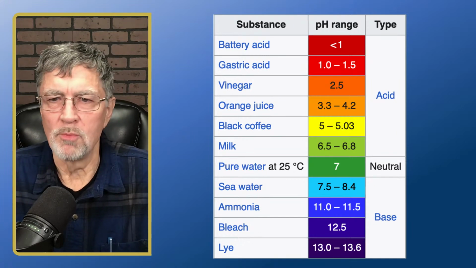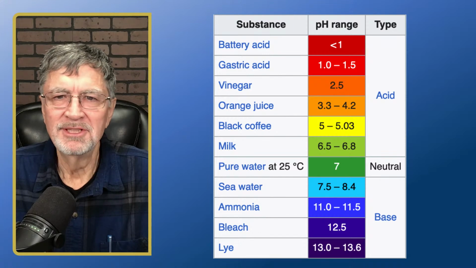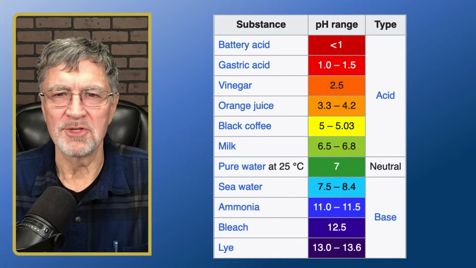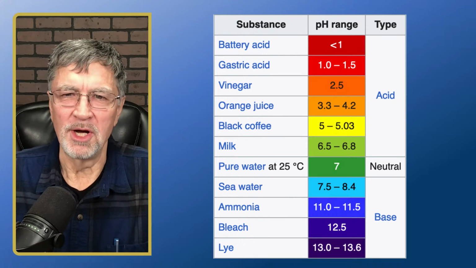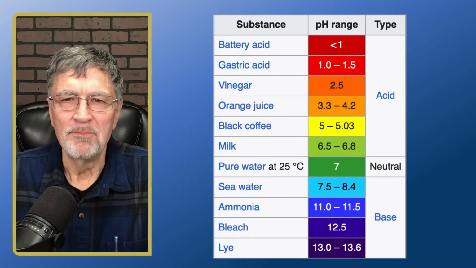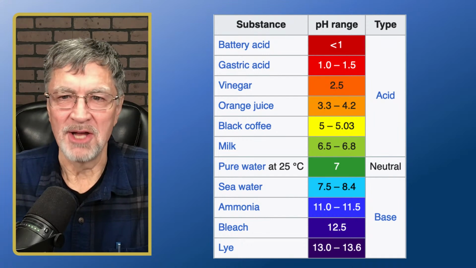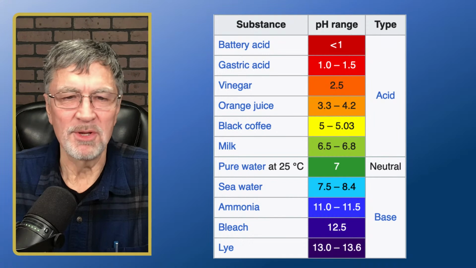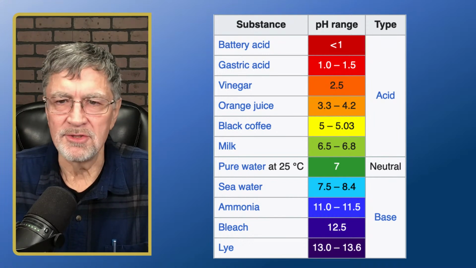We can see on the top we're more acidic, going all the way to more alkaline on the bottom. On the left we have some items for comparison purposes. You go from a pH of less than 1, battery acid. Gastric acid is the acid that's in our stomach to digest our food, so we have a pretty acidic stomach when you really think about it. Vinegar, 2.5.